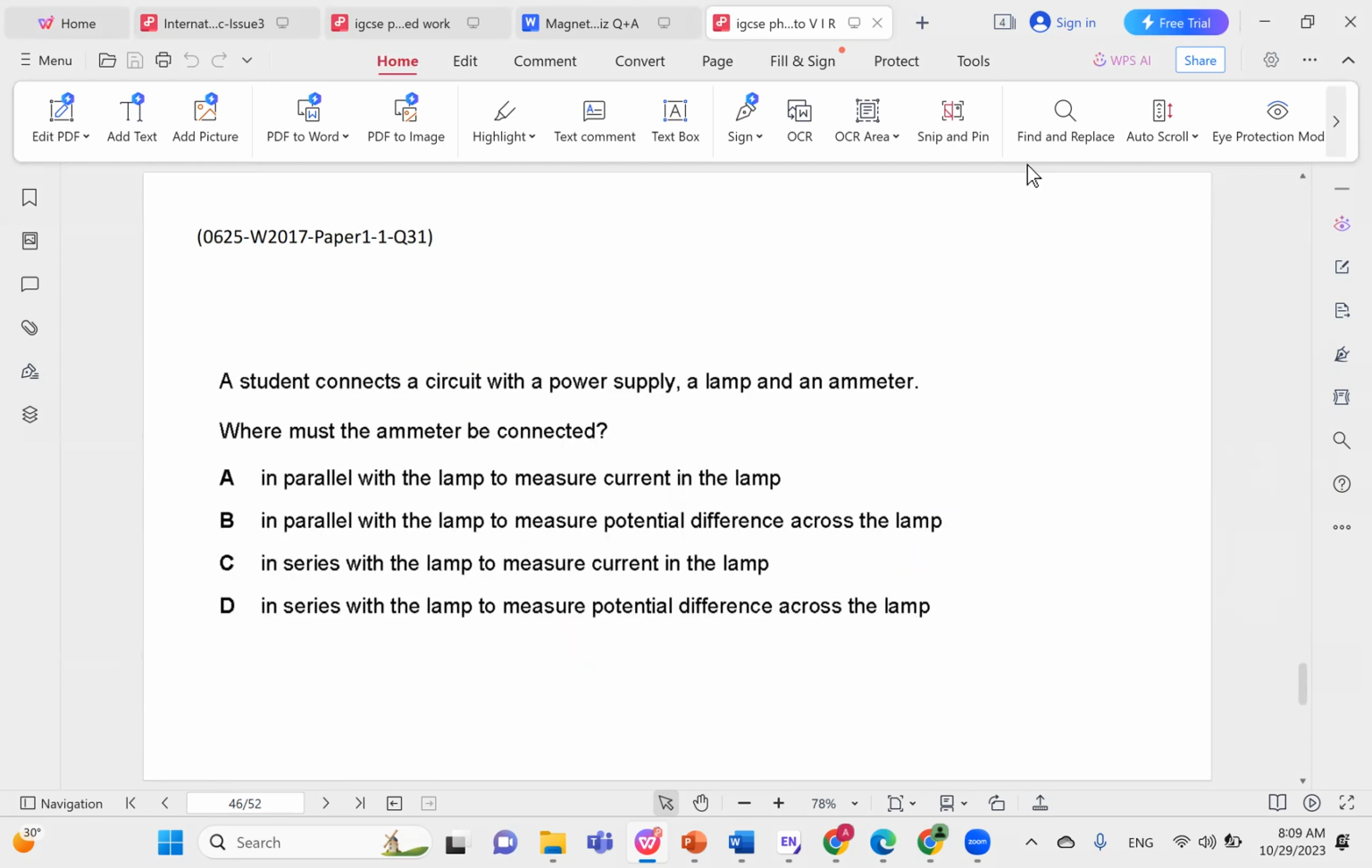A student connects a circuit with a power supply, a lamp, and an ammeter. Where must the ammeter be connected? So, of course, we said that the ammeter is connected in series, not in parallel, so A and B are wrong. Now, is it used to measure current or potential difference? Of course, potential difference is wrong. An ammeter is used to measure current and connected in series. So C is the correct answer.